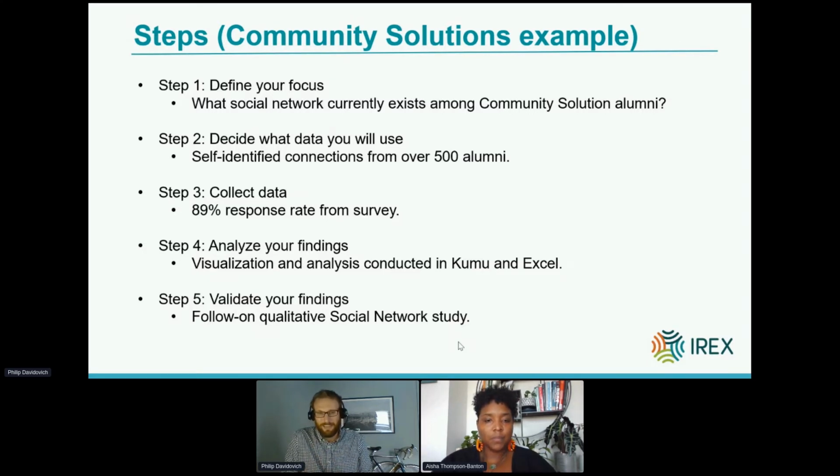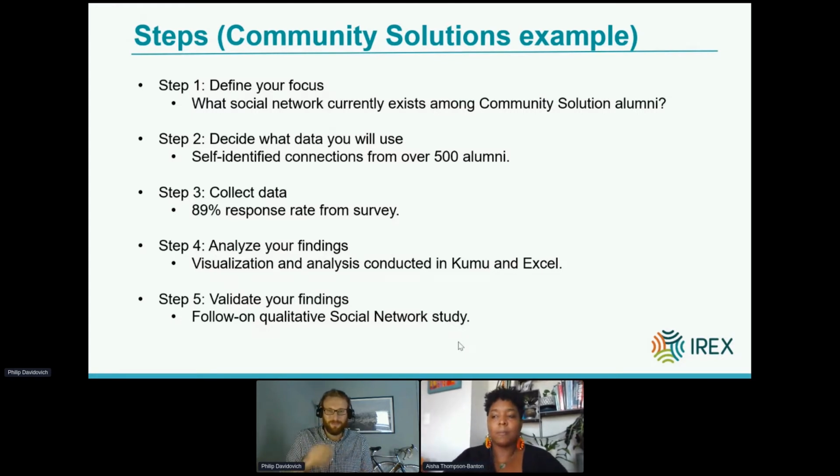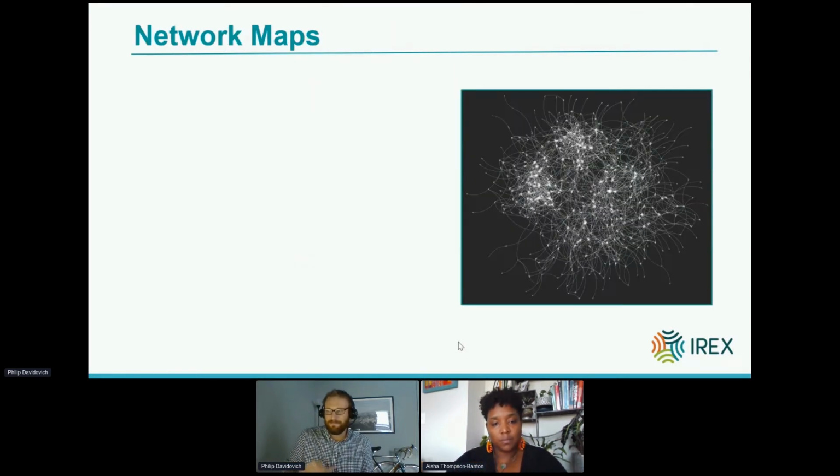And then finally, validating your findings. A key component, and something that we'll revisit continuously in this presentation, is that quantitative social network analysis is just a snapshot. It's just a very brief, base-level understanding of what network currently exists, and it demands some more contextual follow-up. So in this case, to validate the findings, we followed up with a qualitative social network study that facilitated interviews and focus group discussions, and shared back what we found about the network. You're dealing with such tunnel vision that it's really important to have some kind of mechanism to validate those findings.